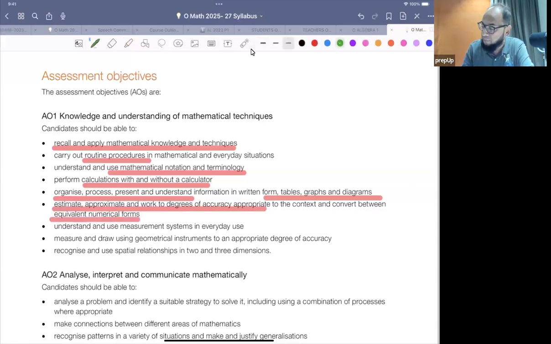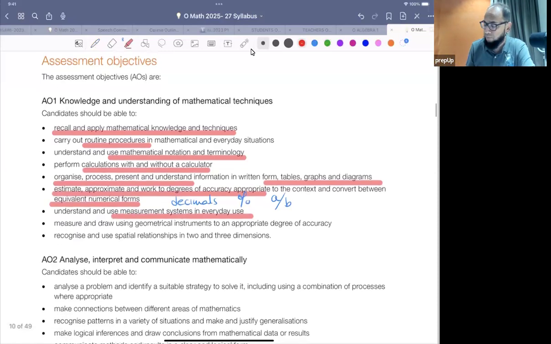What does it mean? It means that we can be working in decimals, we can be working in percentages, we can be working in fractions. So that conversion, you should be well versed in that. Understand and use measurement systems in everyday use. Meters per second, time in days, hours, minutes, seconds, year, kilometer, meter, centimeter, and so on.